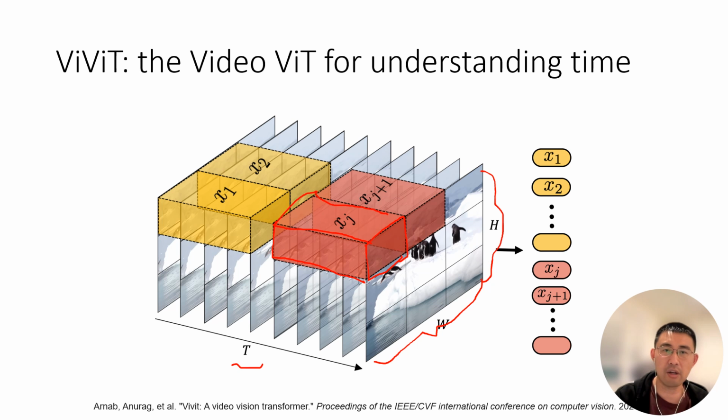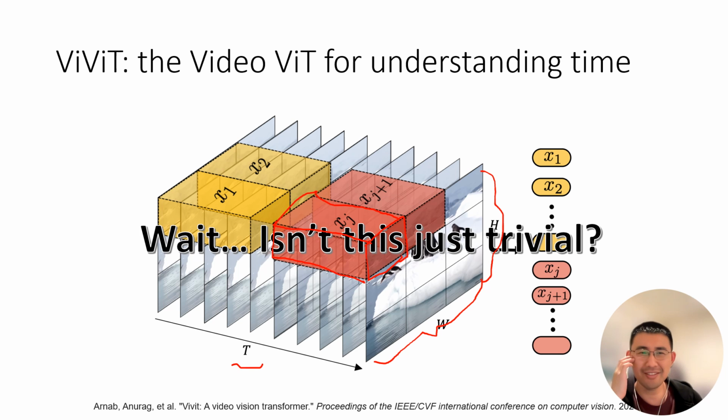And the authors are calling them tubelets, I think. It's a tube, right? Which projects the 3D into 1D, and we run transformers on top of it. That's pretty straightforward, right? Then you must say, well, isn't this just trivial? Why don't people do it before?